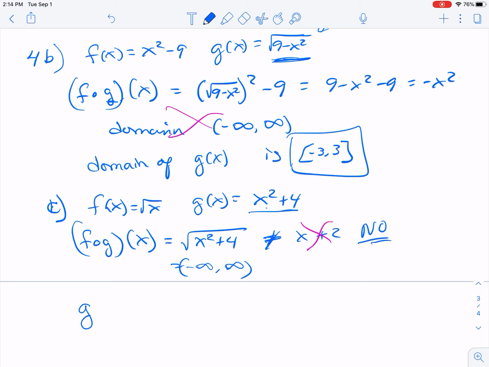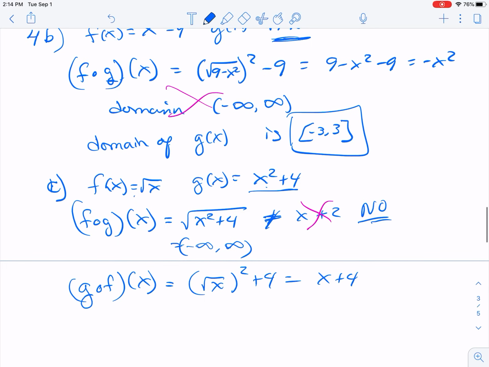If I do this in reverse, g of f of x, so I put the square root of x in here, you get x plus 4, and you think it's all reals. But it's not, because what's the domain of that? Domain of f is 0 to infinity. So therefore, that's the domain here. Those are complicated. Make sure you do enough practice of those problems.